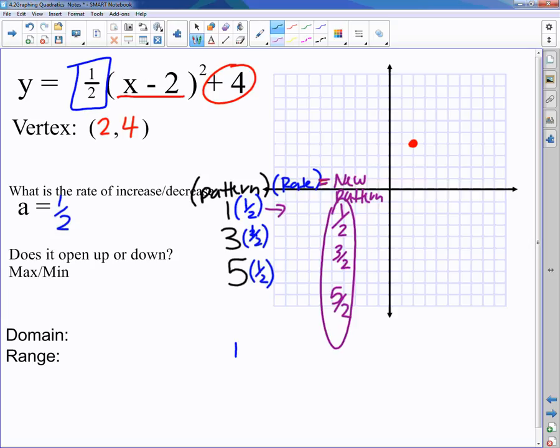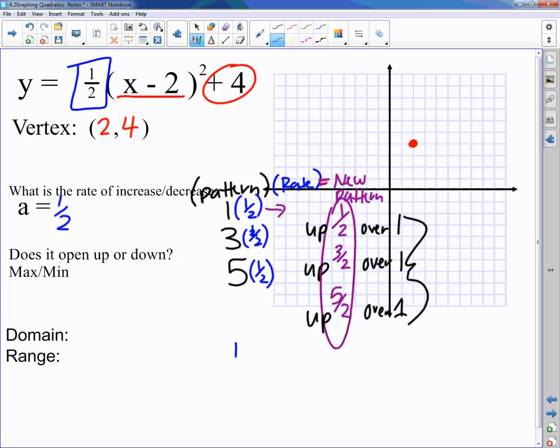So what we're going to do now is we're still going to go up 1/2 over 1. Up 3/2 over 1. And up 5/2 over 1. Notice we only ever go over 1. That's never going to change. The only thing that will change is our vertical pattern.